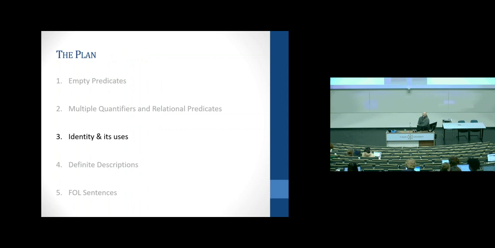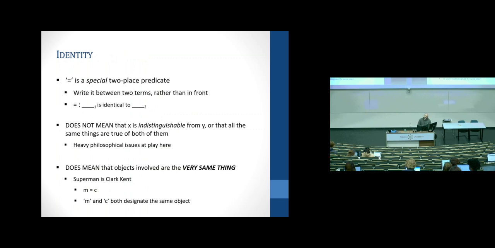Okay. So let's talk about identity. Identity is a special relational predicate. It's special in two different ways. We'll come to it in a second. But as a kind of run up to it, I want to tell you about why we need it. No, I flipped the order. Okay, let's start first with the general thought. Identity is a two-place predicate, but it's special.